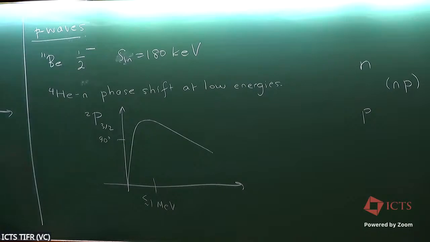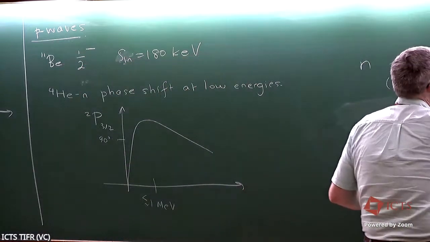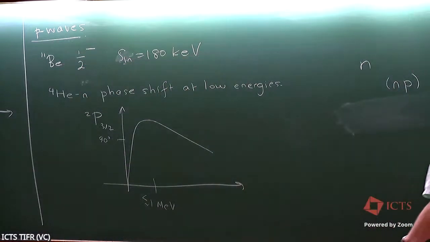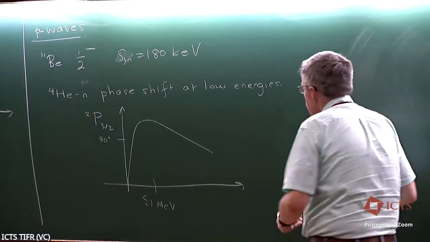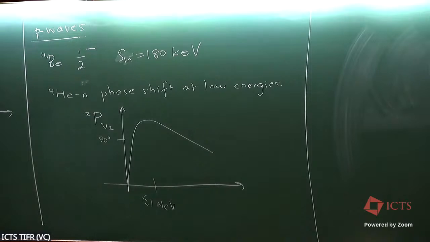So this is a low energy resonance. It's not a bound state, but it is going to be represented by a pole in the scattering amplitude, and it's going to be a low energy pole. And as such, it's going to be amenable to description by effective field theory. So with this as motivation, let's talk about P waves.